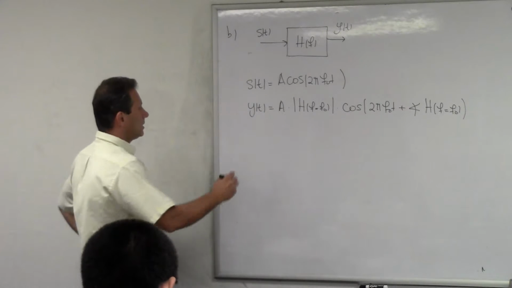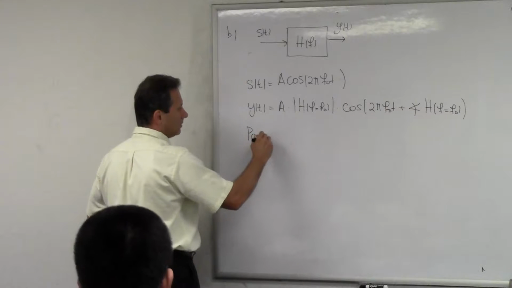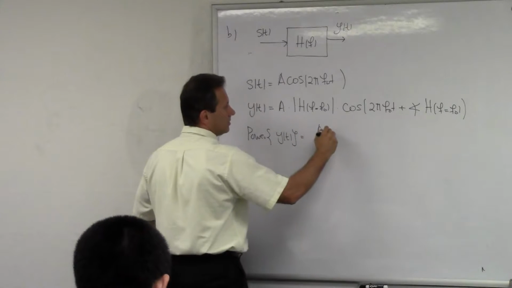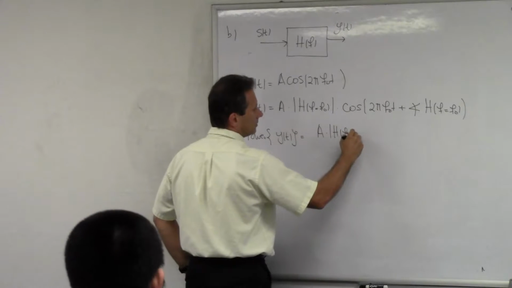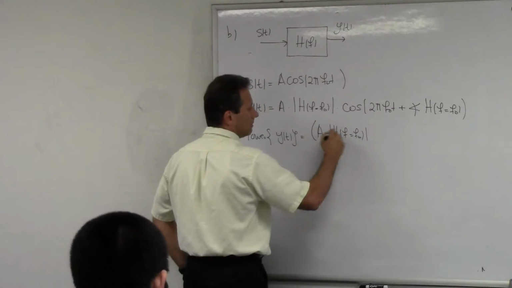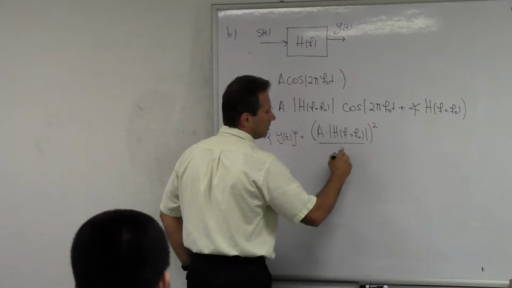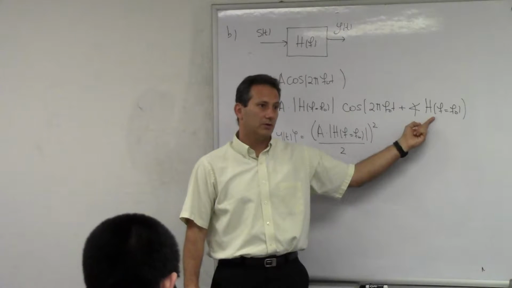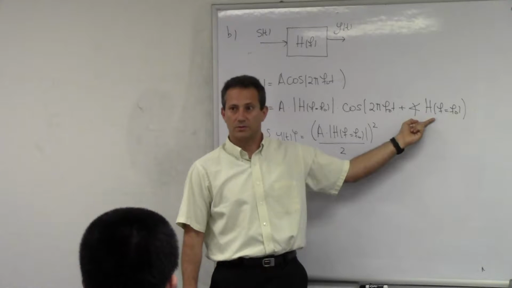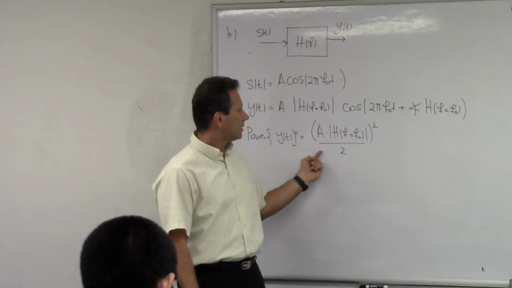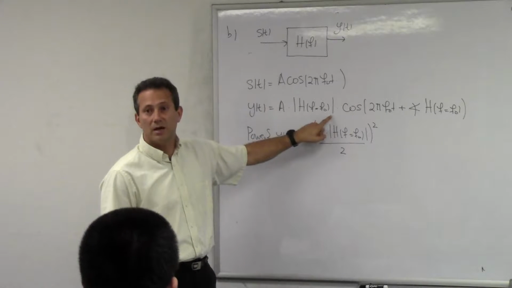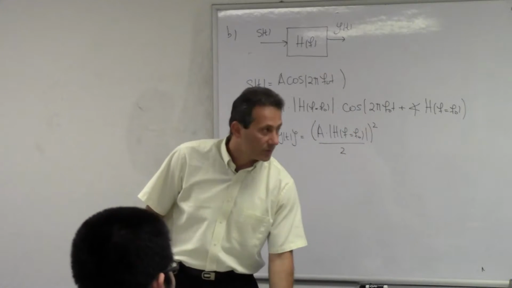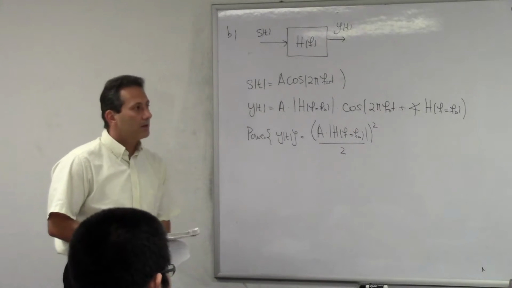Now, if I were to look at the power of the output, since this is a pure sinusoidal, it is just going to be A times H of f equal to f0 squared divided by 2. This guy plays no role because the power of the sinusoidal does not depend on its phase. It just depends on its magnitude. Right? So if I were to calculate the power of the output, I would take the magnitude of the output squared divided by 2. So to calculate signal-to-noise ratio in this problem, I already calculated the power of the noise.